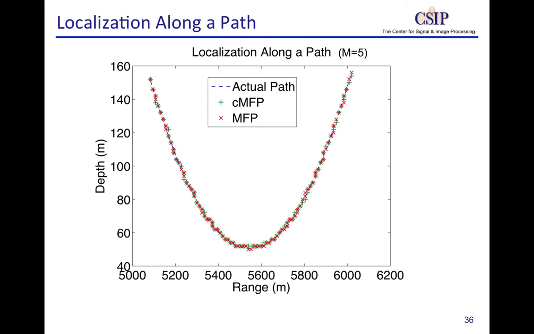And this shows the relative accuracy between compressive matched field processing and classical matched field processing along some moving target. Here we're not using any prior knowledge from the previous estimate. We're just estimating each location independently. So obviously it could be improved by something like a Kalman filter approach, but this is just a standard way of illustrating.